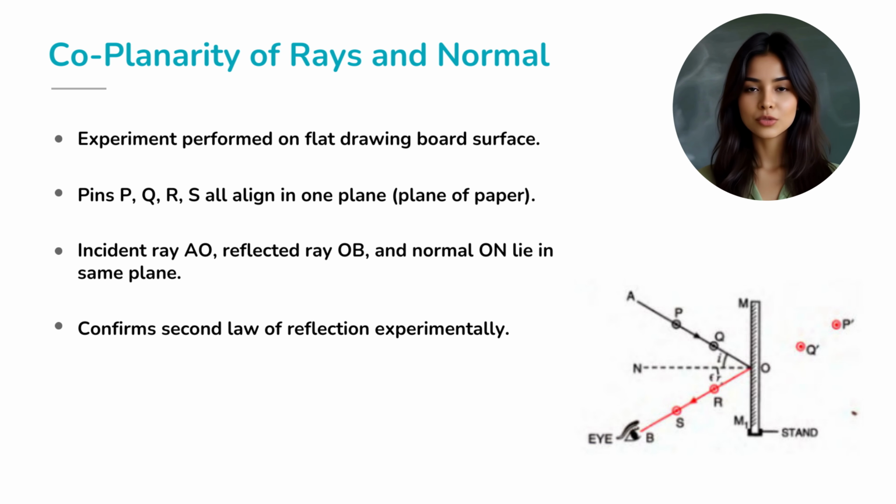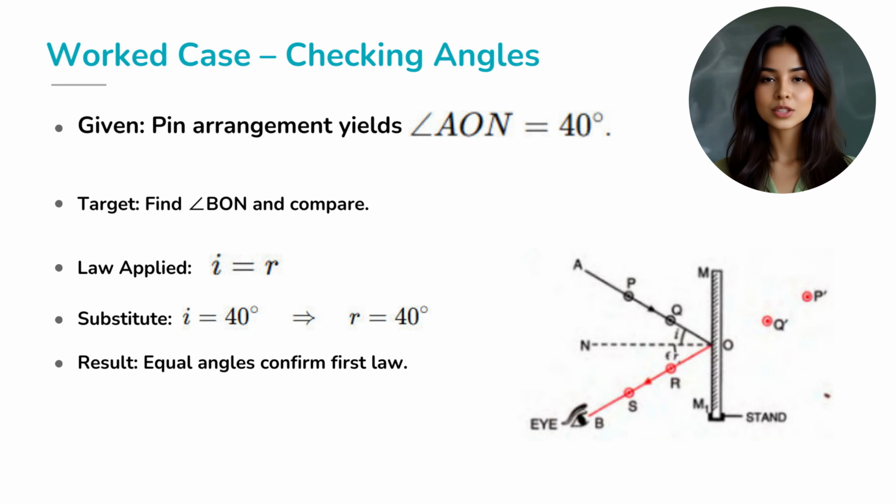Two laws, two victories. Let's do a worked example. Suppose the angle of incidence is 40 degrees. Step 1. By the law of reflection, I equals R. So the angle of reflection is also 40 degrees. Step 2. What's the angle between the incident and reflected rays? Easy. That's I plus R. So 40 plus 40 equals 80 degrees.